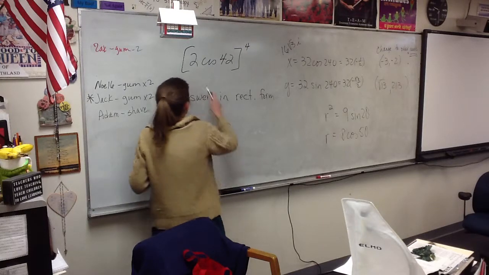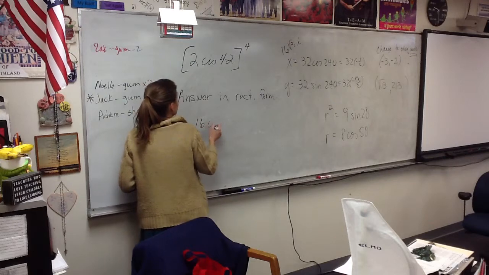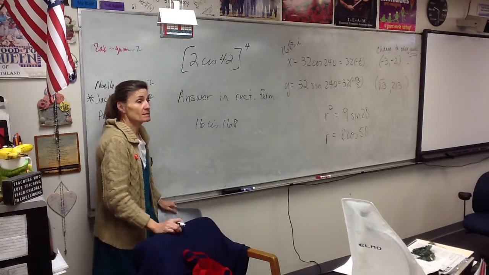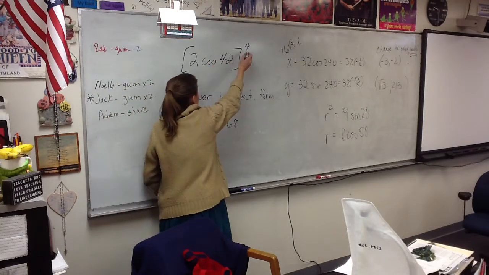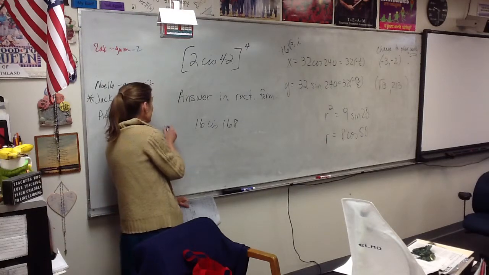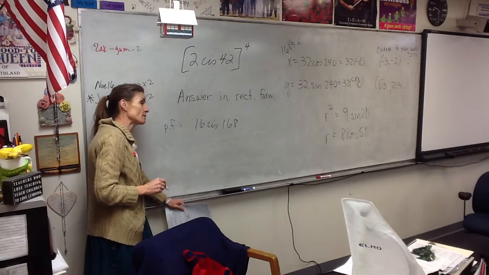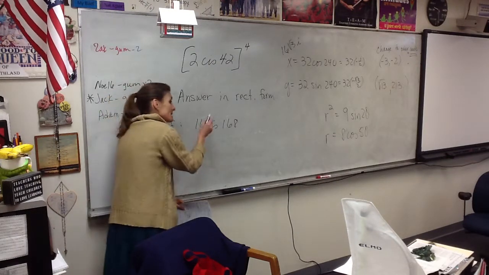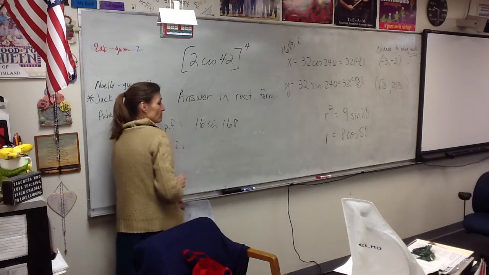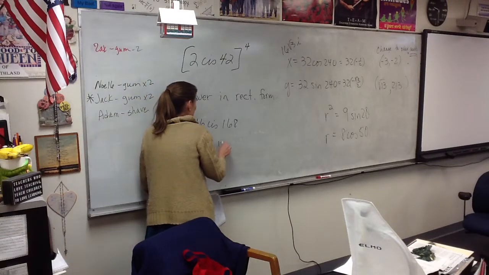When we raise this to the 4th power, it will be 16 cis 168. Would you agree with that? Yes. Because DeMoivre says radius to the power, angle times power. This is the polar form answer. So if we were allowed to leave our answer in polar form, we would be done. That's it. But we want the rectangular form, or the complex form, or the standard form. So we want x plus yi.